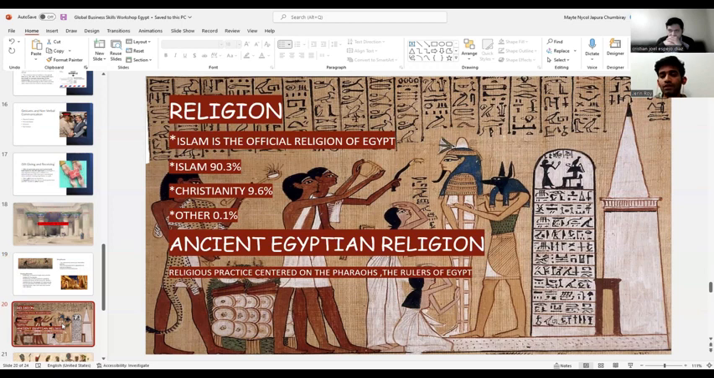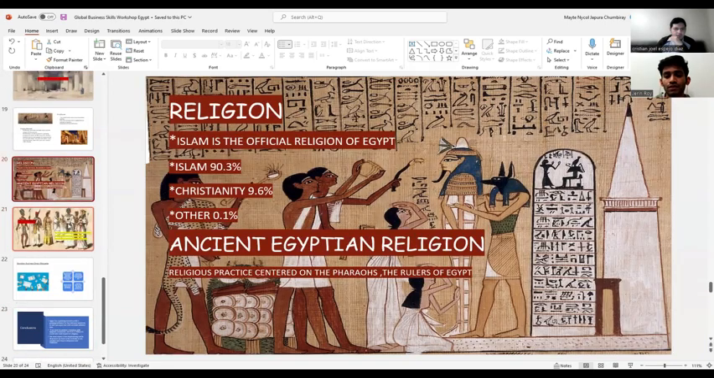Okay, religion. Religion in Egypt controls many aspects of social life and is endorsed by law. The state religion of Egypt is Islam. Islam is 90.3%, Christianity is 9.6%, and other is 0.1%. In Egypt, Muslims and Christians share a common history, national identity, ethnicity, race and culture. Ancient Egyptian religion was a complex system, and the religious practice mainly centered on the pharaoh, the ruler of Egypt.